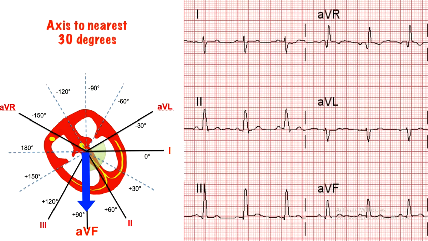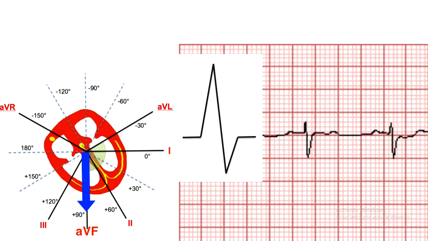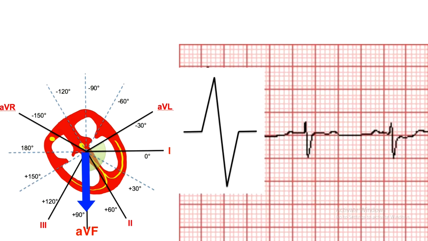This gives us the axis to the nearest 30 degrees, which is fine if the axis is grossly normal or grossly abnormal. But if it's near the limits, like this, we need to be a bit more accurate. Go back to the equiphasic lead. Is it truly equiphasic, equally positive and negative, or is it slightly more positive or slightly more negative? If it's truly equiphasic, then you've found your axis.